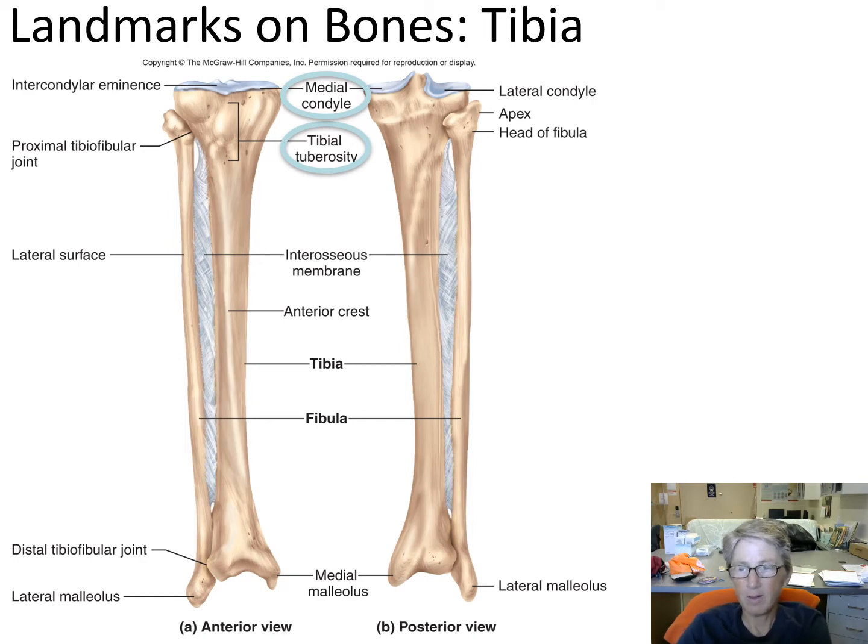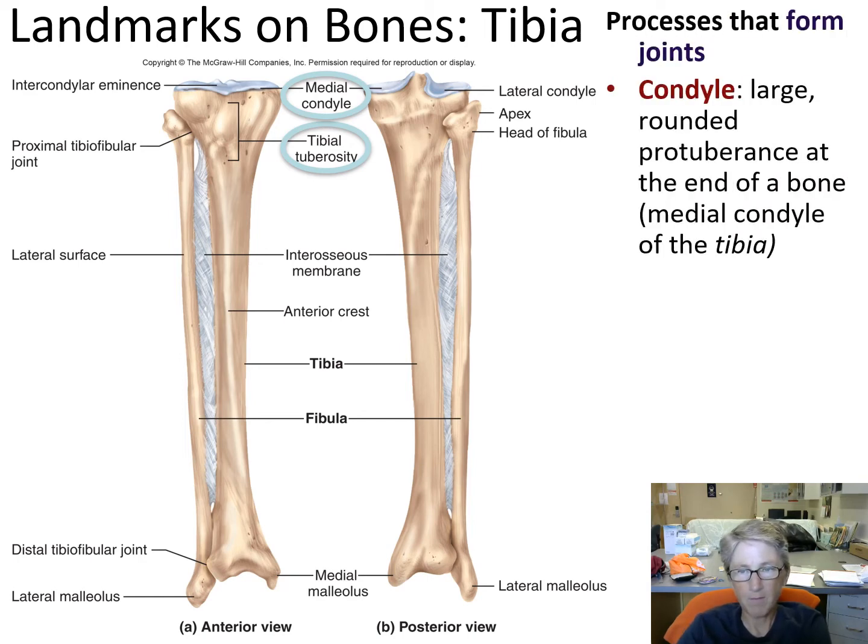Okay, let's look at the tibia. Processes that form joints. Again, we have some condyles. This is the tibia here, and this is the fibula. There's a medial condyle. If there's a medial condyle, you're going to get a lateral condyle, and you'll form joints with your medial and lateral condyles. Because this is the proximal end of the tibia, you'll form a joint with the femur here with the medial and lateral condyles.